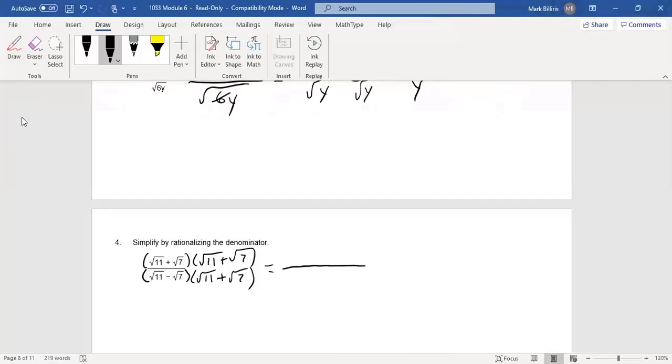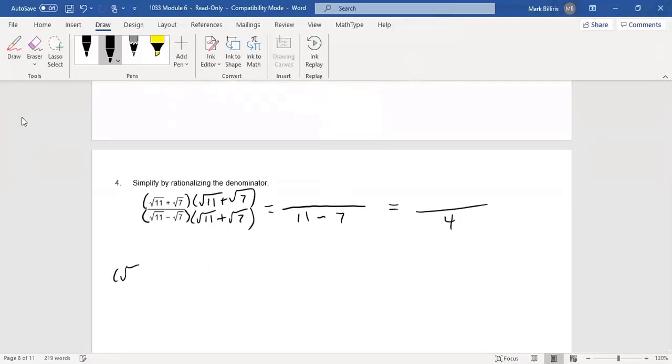So all I need to do is multiply the square root of 11 times the square root of 11, which is 11. And negative square root of 7 times positive square root of 7. A negative times a positive is a negative. And the square root of 7 times itself is 7. So I know my denominator is going to be 4. Now the numerator isn't quite as easy to do.